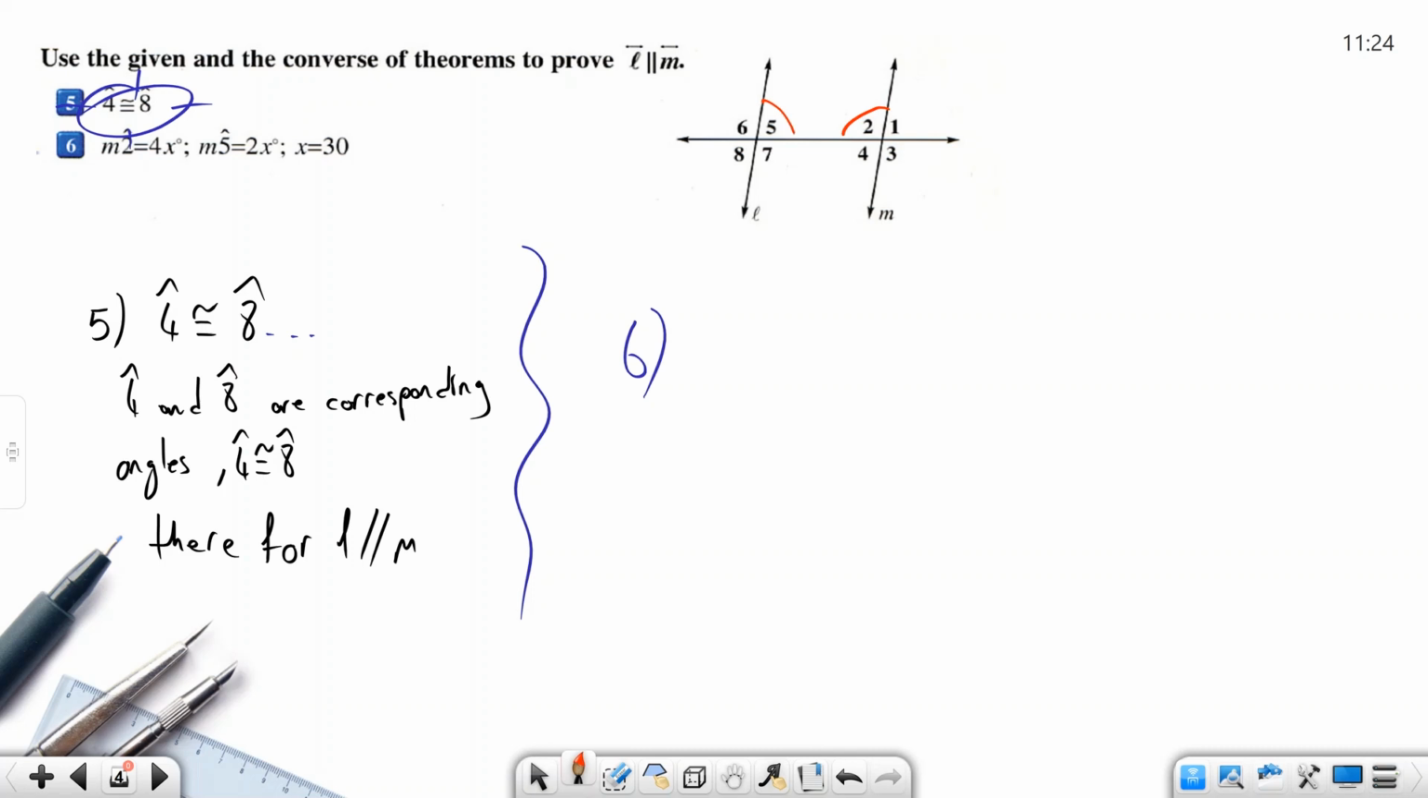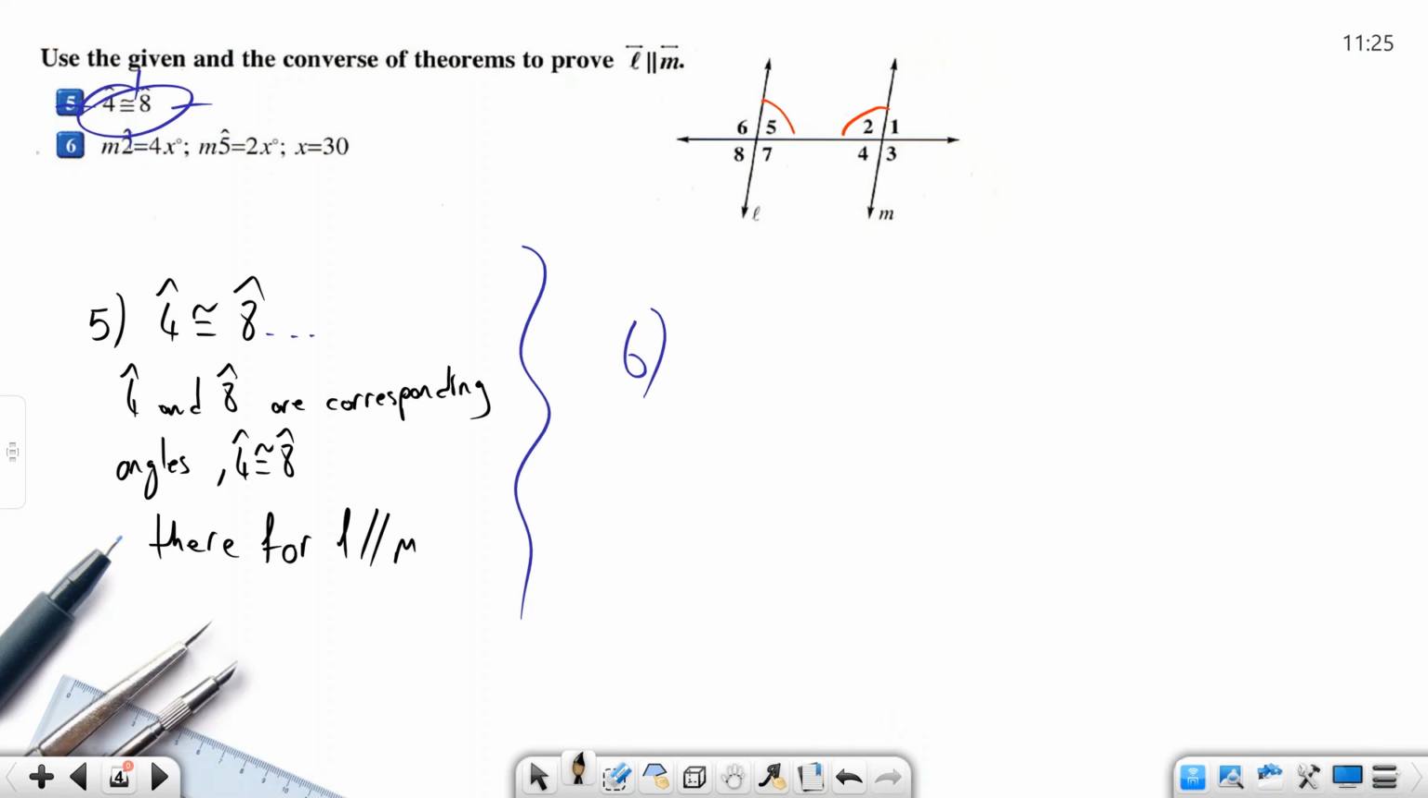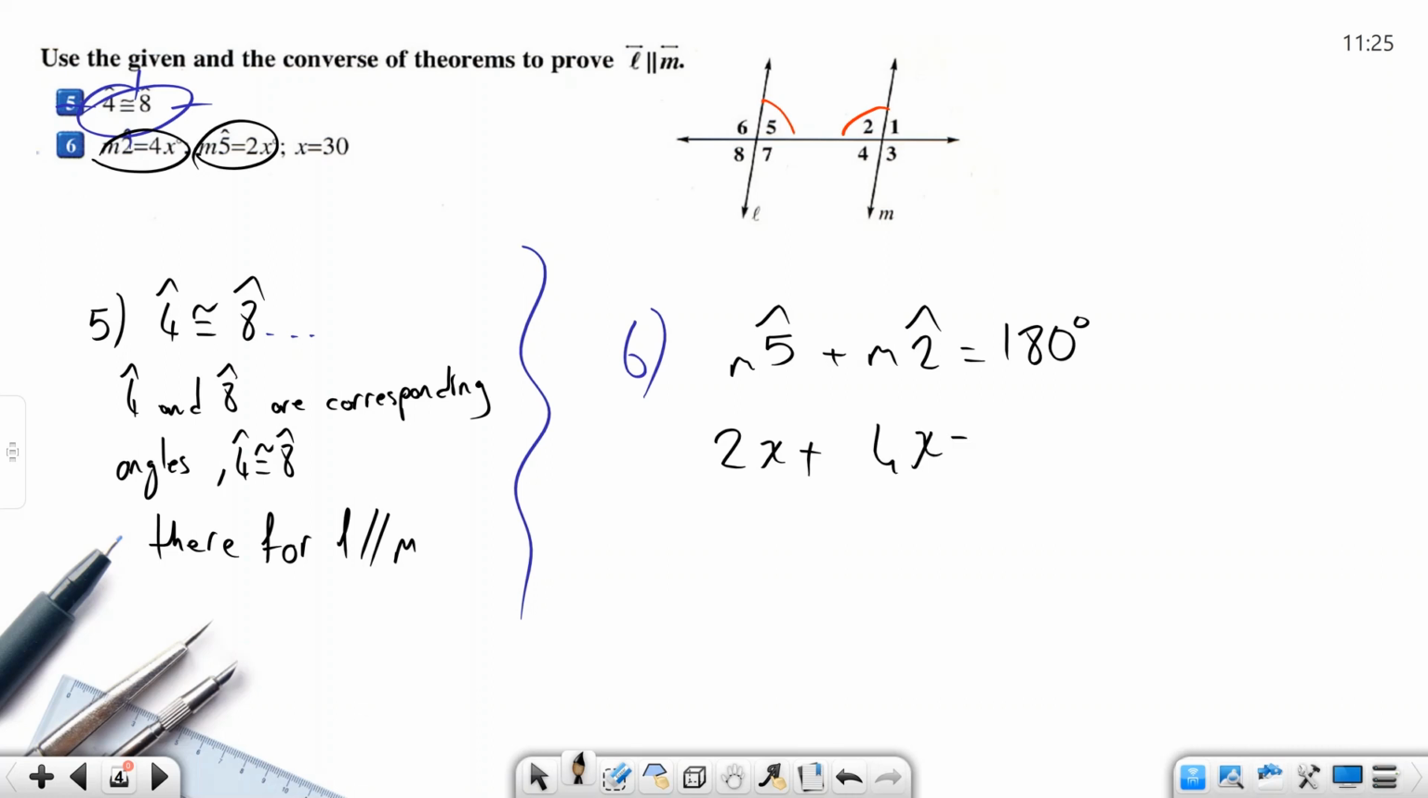If these are same side interior angles, I need to check that. What we know is, if the sum of them, the measure of 5 plus the measure of 2, makes 180, then the lines are parallel. Measure of 5 is 2x here, so I can write 2x plus the measure of angle 2, which is 4x, equals 180. If this is correct, the lines L and M can be parallel.